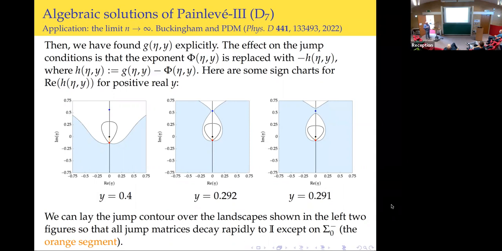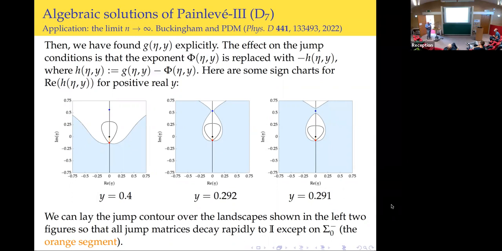This is a sign chart for y equals 0.4. The blue part is where the real part is negative, and the white part is where it's positive. And what I did is lay on top of this the jump contour for the problem. That's what this stuff is here. And what I want is that this piece of the jump contour, below the simple root, which is this red point, is all in the blue region. That means that the exponential in that jump matrix is converging to 0 really fast. Similarly, I want the rest of the jump contour to be in the white region like that, and that will have a similar effect on all the exponentials in those jump matrices, because the structure of the matrix is different. The triangular structure is opposite.